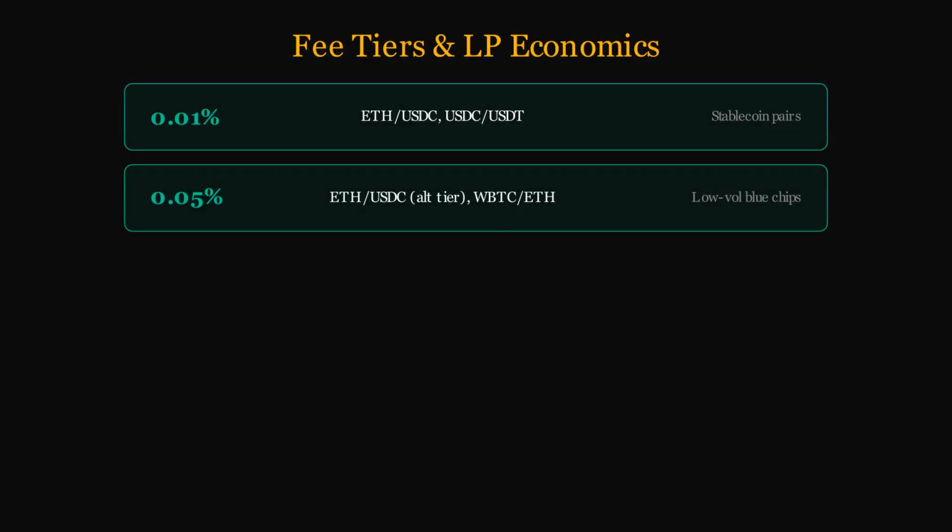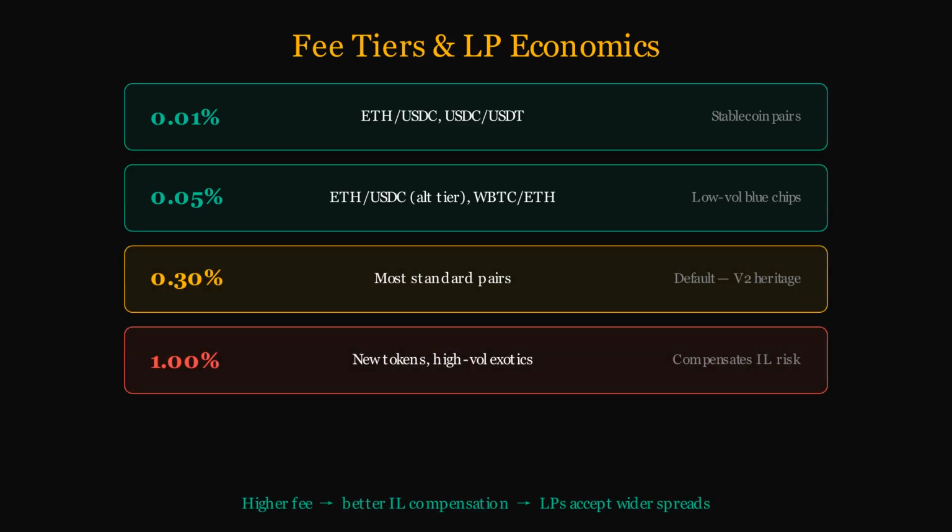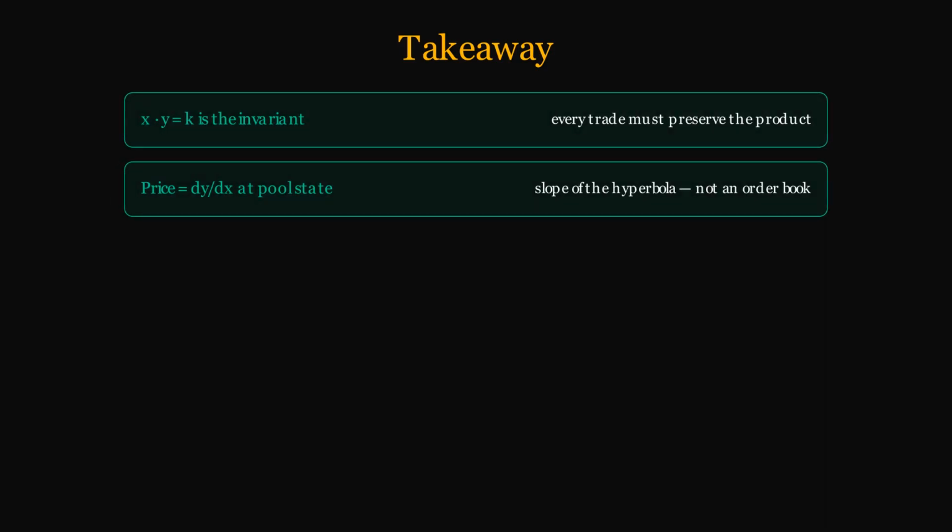V3 introduced 4 fee tiers. The 0.01% tier for stablecoin pairs: minimal volatility means minimal impermanent loss risk, so LPs accept razor-thin fees. The 0.3% tier is the V2 heritage standard, still used for most mainstream pairs. The 1% tier targets exotic or newly launched tokens where impermanent loss risk is highest. LPs demand higher compensation.